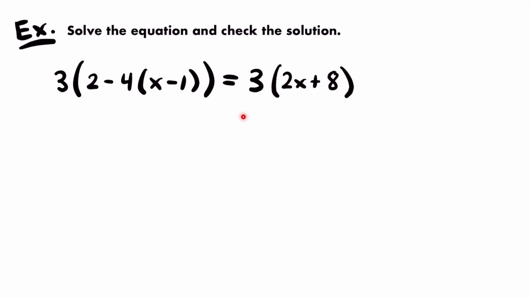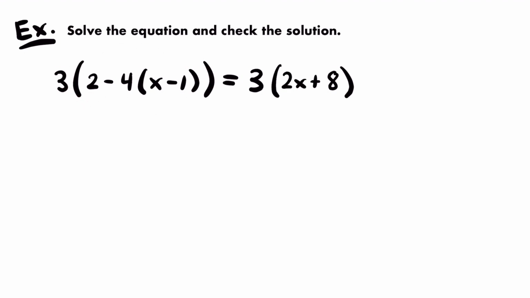Okay, so this equation is a lot more complicated than our previous two examples. We have multiple sets of parentheses here, but that doesn't change our strategy. We still want to get rid of those parentheses using the distributive property. And so let's start on this side of the equation.